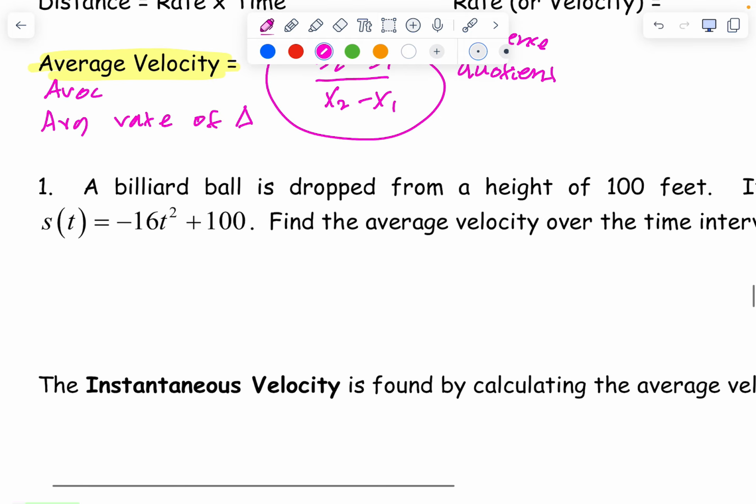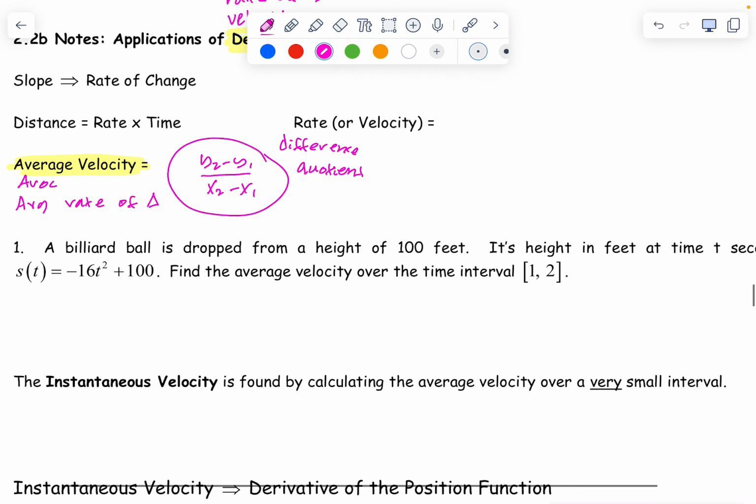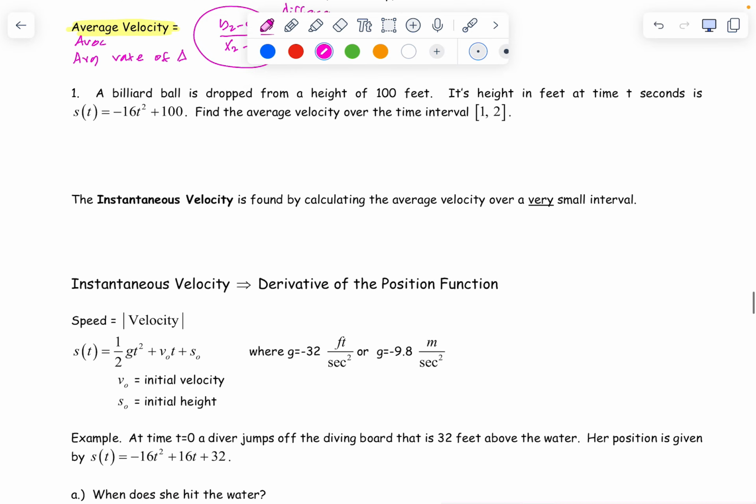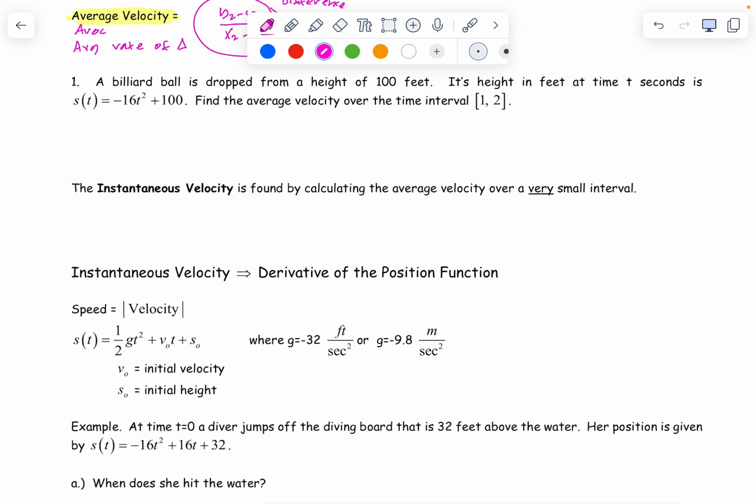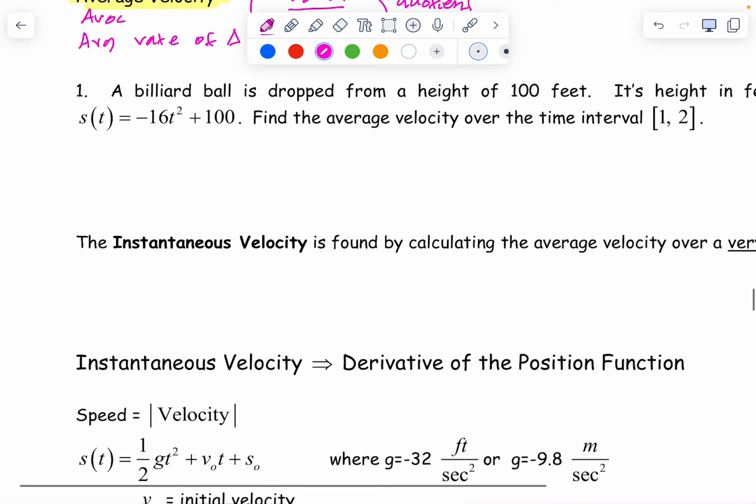So let's actually apply that on example number 1. Okay, Vincent, let's read example number 1, please. A billiard ball is dropped from a height of 100 feet. Its height in feet at time t seconds is s of t equals negative 16 t squared plus 100. Find the average velocity over the time interval 1 to 2.